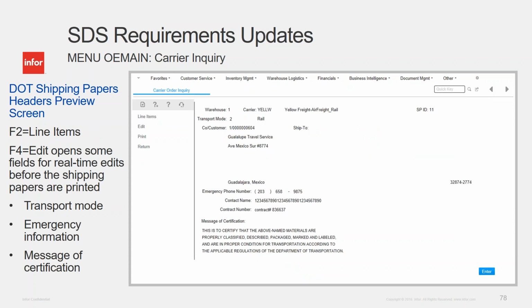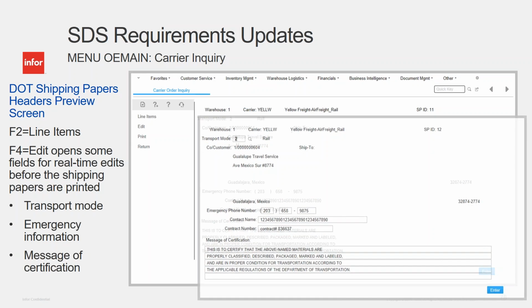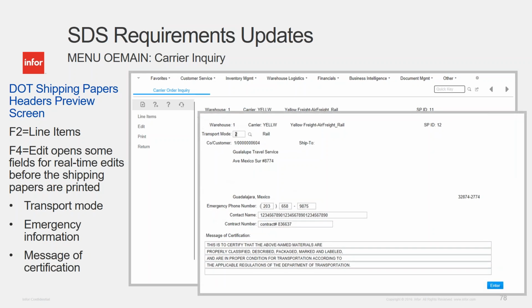The DOT shipping papers header preview screen. Review the customer ship to information, emergency contact data, and the standard message of certification. F4 edit opens some of the fields for real-time edits before the shipping papers are printed. You can maintain transport mode, emergency information, and message of certification. When you're done updating the information, press Enter, and it will take you back to the view mode.